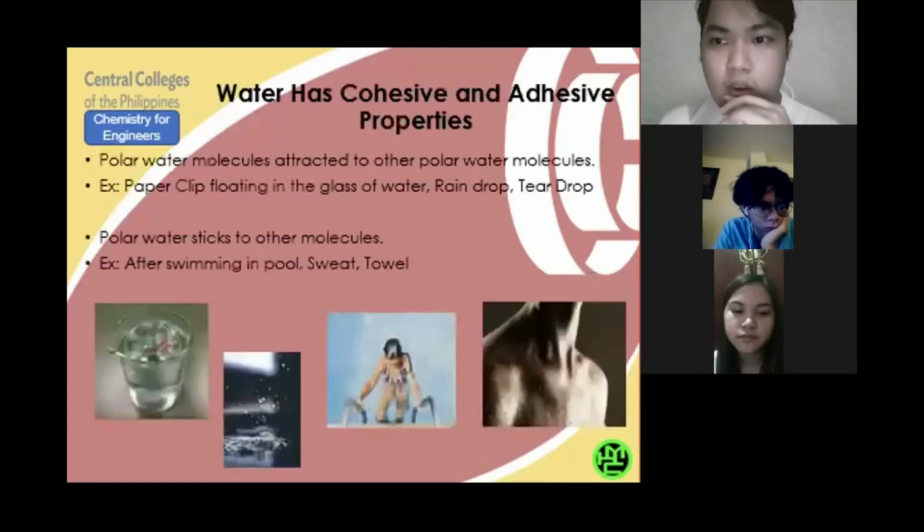Water also has cohesive and adhesive properties. The ability of water to stick to itself is cohesion.